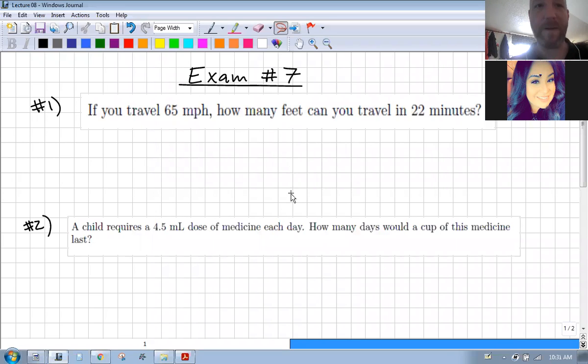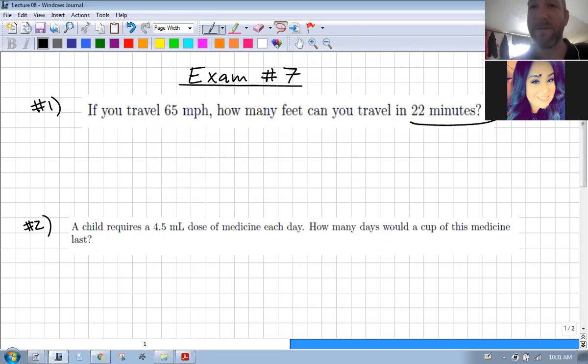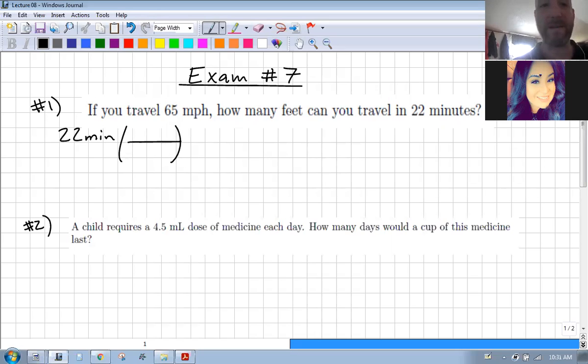All right, so on number 1, they say if you travel 65 miles an hour, how many feet can you travel in 22 minutes? So what we have to do is convert 22 minutes into feet. That's what they're asking us to do. And they tell us that 65 miles is equivalent to 1 hour. So we do our 22 minutes, and we've got to get rid of minutes. We want to end up with feet.